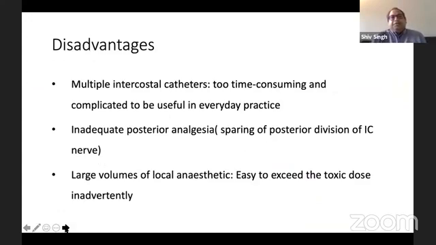Disadvantage: you might need to use multiple level catheters. It can be time consuming and complicated. If you're using, say, 2 catheters, then you need to have an attachment so that you can still use a single machine for infusing. You don't want to have 2 or 3 machines for infusing. There is also sparing of the posterior cutaneous nerve, and hence some inadequate posterior analgesia can be seen. You require much larger volumes of local anesthetic. And there can be absorption of local anesthetic as well, because this is a vascular space, and it can easily exceed the toxic limit sometimes.